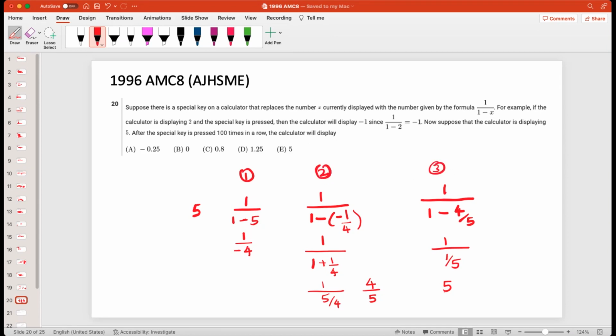So every third time 5 is going to appear, because after this again this pattern is going to follow, right? So again it will become minus 1 by 4, then it will become 4 by 5, then 5. So every third number is going to be 5. Every third press is going to give the answer as 5. Got it? We have how many presses? We have 100 presses, right?